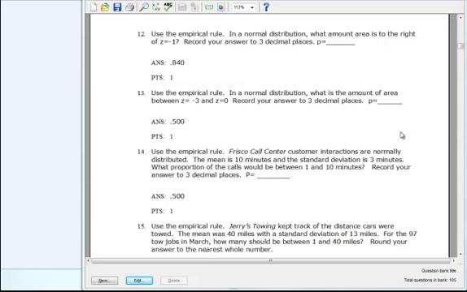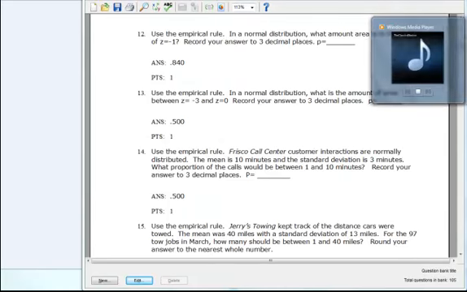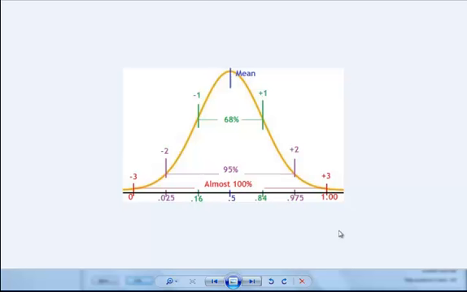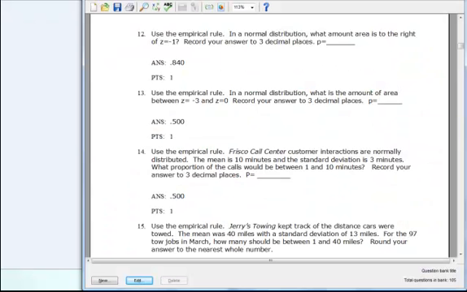These are the new questions for lesson 6.5 on normal curve. It's probably the most important thing to pay attention to the picture that was in your textbook that you see duplicated here. Let's do the first question. It says, use the empirical rule. In a normal distribution, what amount of area is to the right of -1?